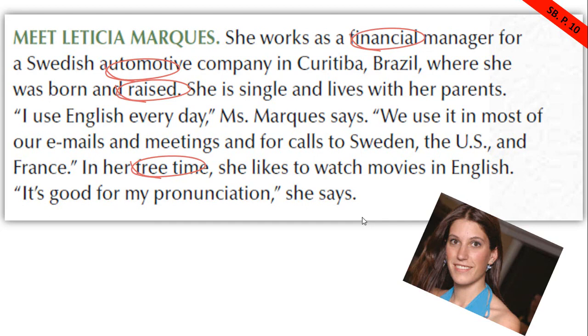In her free time, when she is not busy, she likes to watch movies in English. في وقت الفراغ تحب مشاهدة بعض الأفلام. Why? Because it's good for my pronunciation. Pronunciation بيساعدها على نطق الكلمات بشكل جيد. وزي ما أنا علمتكم في بداية المحاضرات you need to listen a lot in order to speak a lot. تعلم اللغة الإنجليزية I need to listen, okay, a lot.